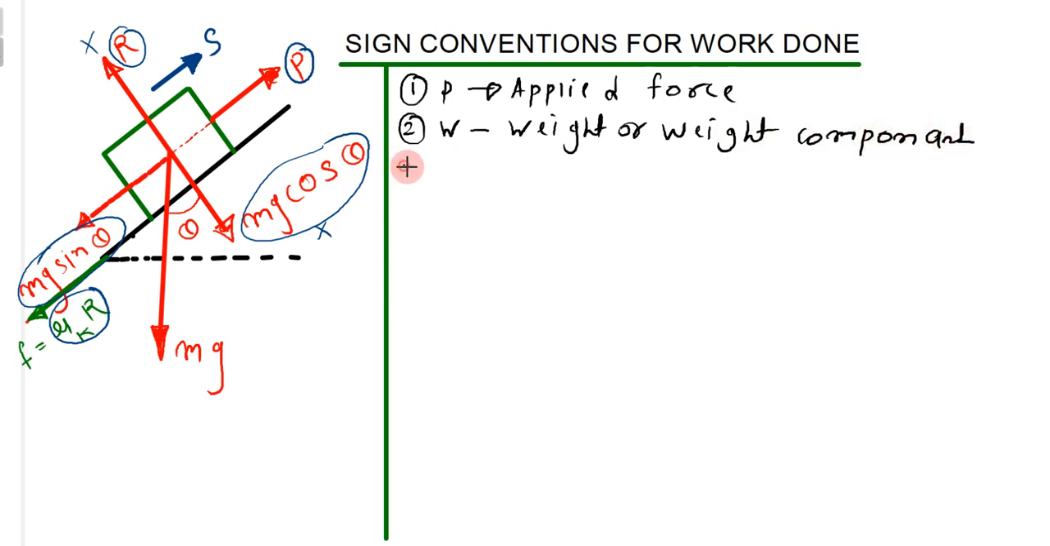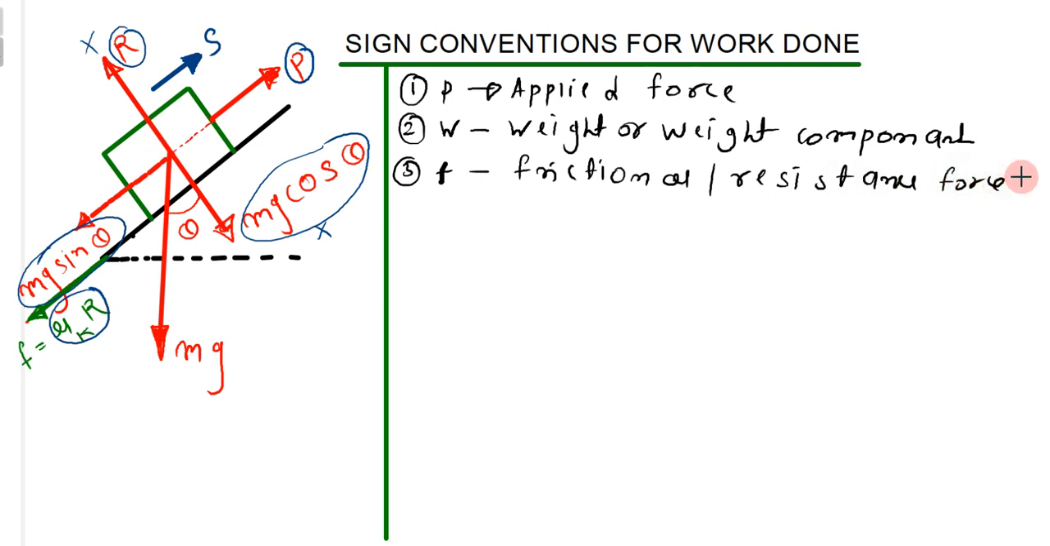Okay, and the third force I am categorizing as a resistance force, that is a frictional force. We can call it a frictional or resistance force, the force which opposes the work done. So your forces will be categorized in these forms. There will be no fourth form: applied force, weight or weight component, and friction or resisting force.